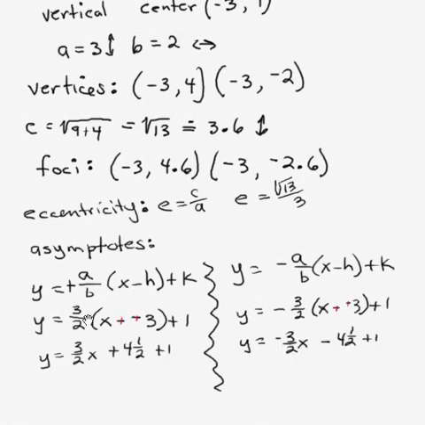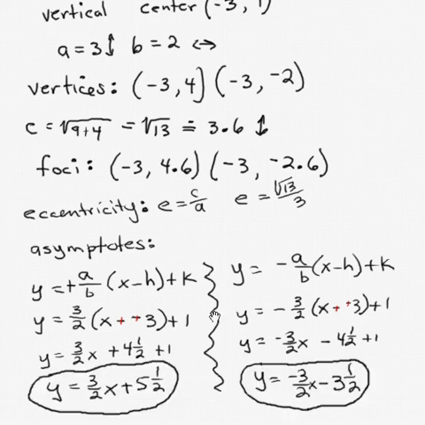So on the left, subtracting a negative is adding. Distributing it out is 1.5x plus 4.5. Adding one more to that is y equals 3/2 x plus 5.5. On the right, subtracting a negative was still adding a positive. Distribute that out as negative 3/2 x minus 4.5. Adding 1 to negative 4.5 is negative 3.5.